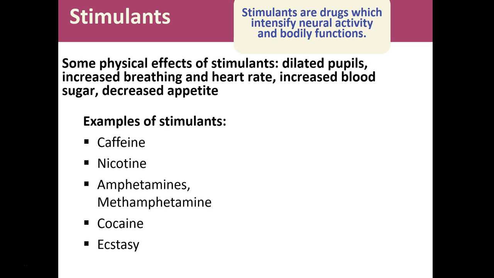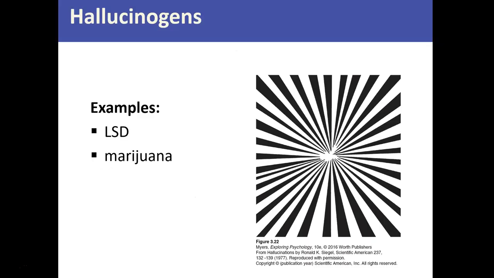Then there are, of course, stimulants, which are the opposite of depressants. They intensify and speed up neural activity and bodily functions. With stimulants, your sympathetic nervous system is kicked in: you've got an increase in breathing and heart rate, a decrease in appetite, those kinds of things. Some common stimulants are caffeine, nicotine, amphetamines and methamphetamines, cocaine, and ecstasy.